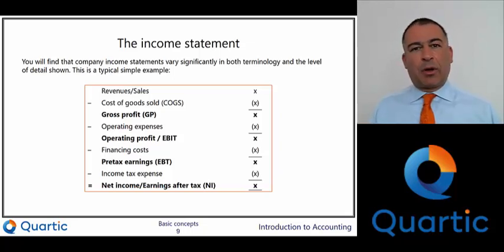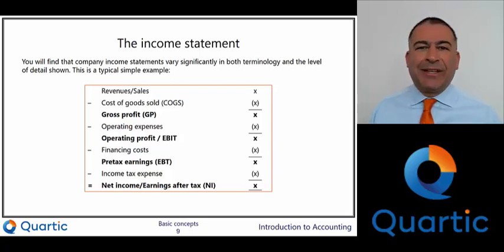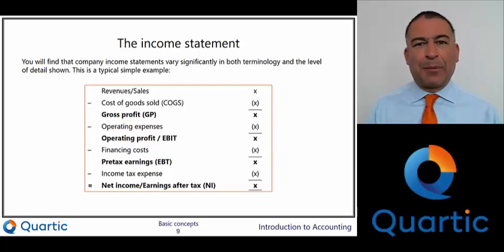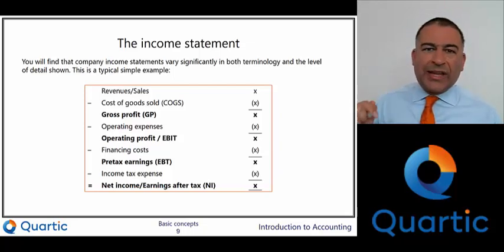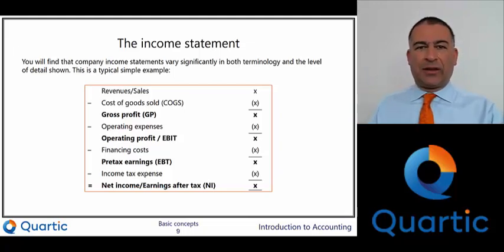We then subtract costs one at a time. So the first cost is COGS, or cost of goods sold, or sometimes cost of sales. This is the direct cost of producing those widgets. So whatever the widgets are, widget is just an accounting term. It's used by accountants to mean a thing of whatever shape and size it happens to be. So we are selling these widgets, and the cost of producing them goes into cost of sales.